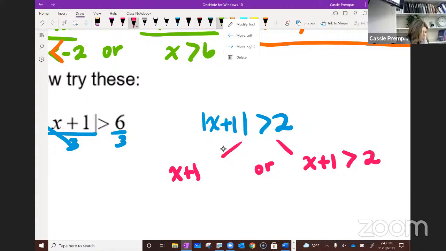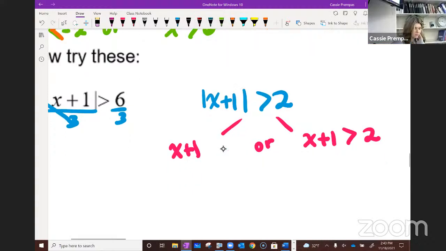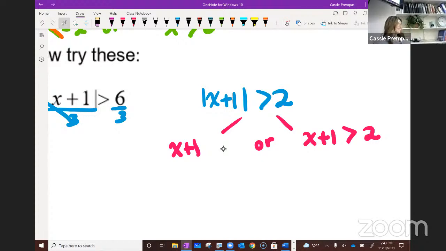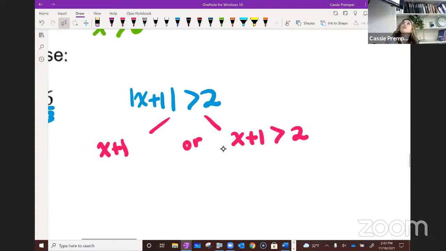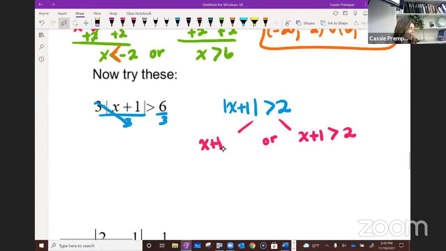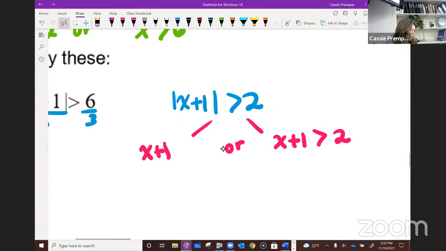Okay, you would, so, let me see. Okay, so you do X plus 1 would be... So we divided by 3. You divide by 3. Good. And it'll be 2. Good. And then, X plus 1 is greater than 2, so you subtract the 1.